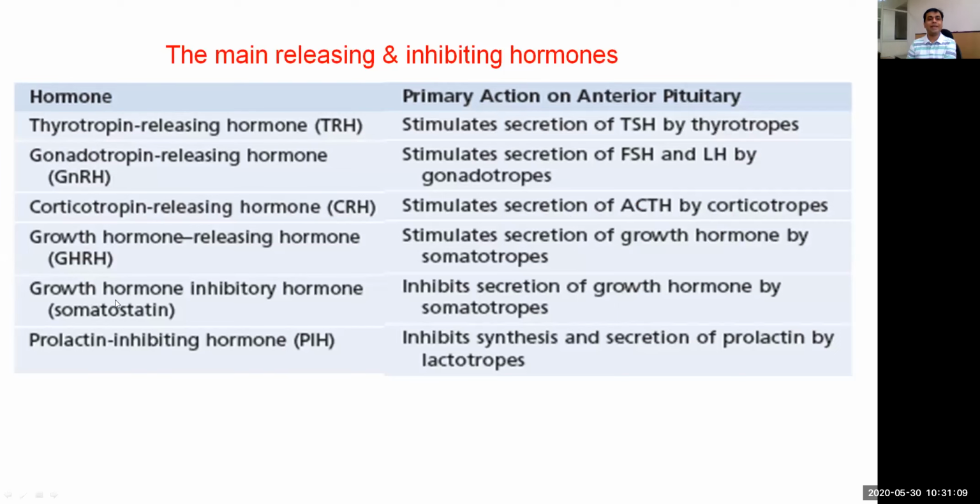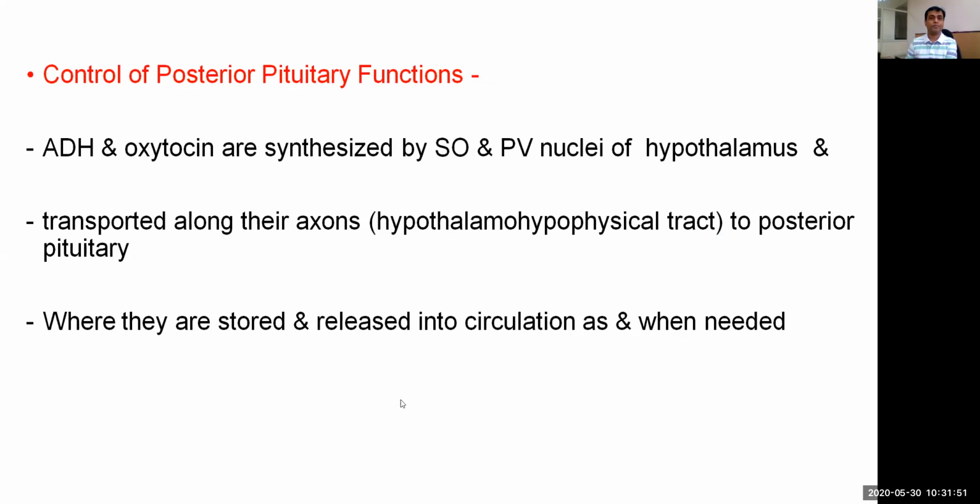What are the various releasing and inhibitory hormones from the hypothalamus? Thyrotropin releasing hormone stimulates the secretion of thyroid stimulating hormone from the thyrotropes of the anterior pituitary. Gonadotropin releasing hormone stimulates secretion of follicle stimulating hormone and luteinizing hormone. Corticotropin releasing hormone stimulates secretion of adrenocorticotropic hormone. Growth hormone releasing hormone increases the secretion of growth hormone, whereas growth hormone inhibitory hormone suppresses it. Prolactin inhibiting hormone, as the name suggests, inhibits synthesis as well as secretion of prolactin by lactotropes.